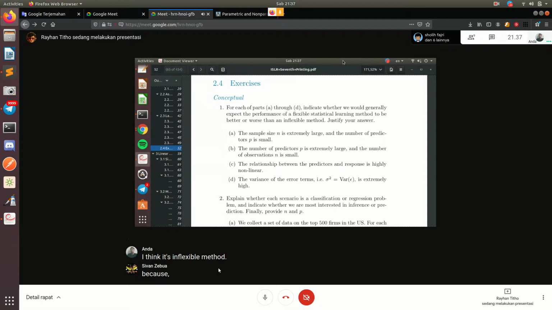Because just a simpler reason. Why? We don't need the answer, we need the reason why. That is a simple reason because A is flexible, B is inflexible, C is flexible, so D is inflexible again.